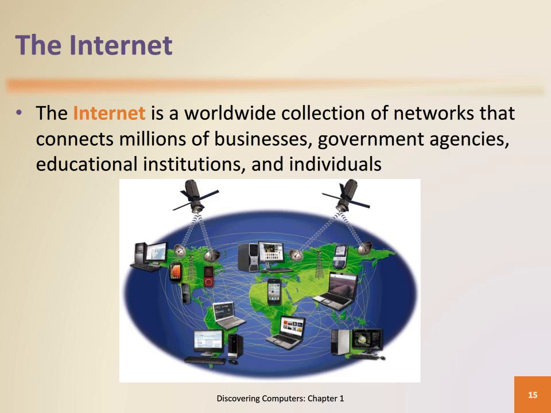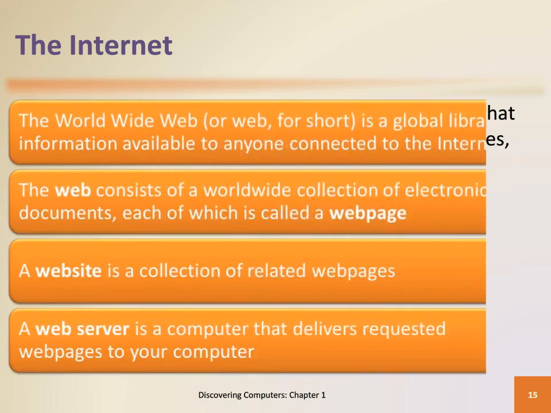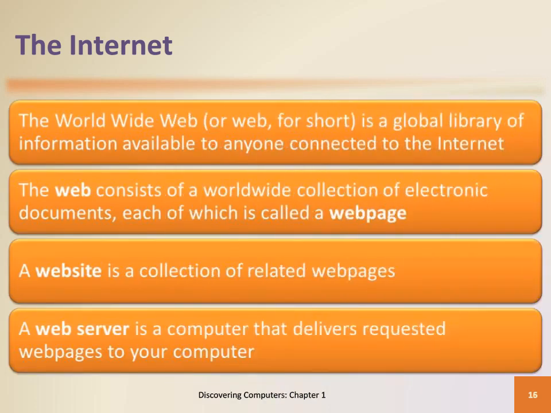The Internet is a worldwide collection of networks that connects millions of businesses, government agencies, educational institutions, and individuals. A popular service on the Internet is called the World Wide Web. When you think of the Internet, think of a collection of computers networked together. When you think of the World Wide Web, think of a collection of documents that are called web pages. A website is a collection of related web pages and a web server is a computer that delivers requested web pages to your computer.